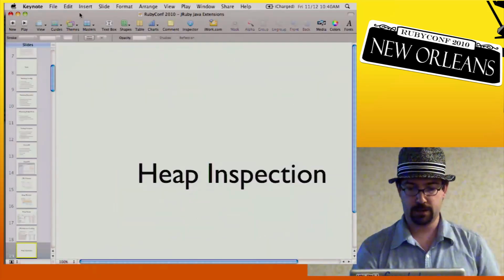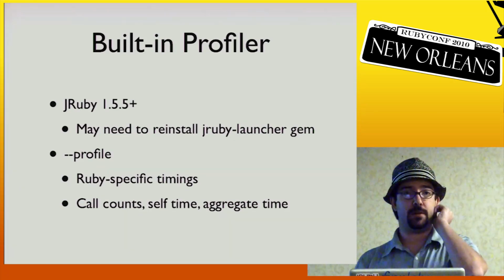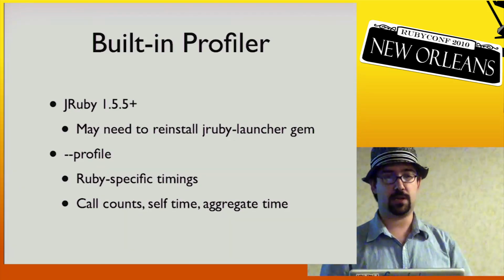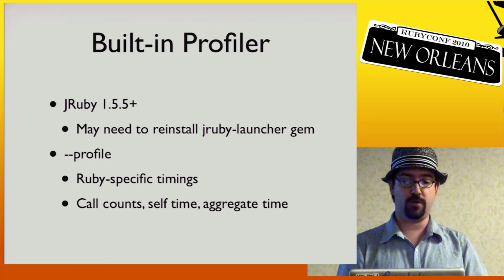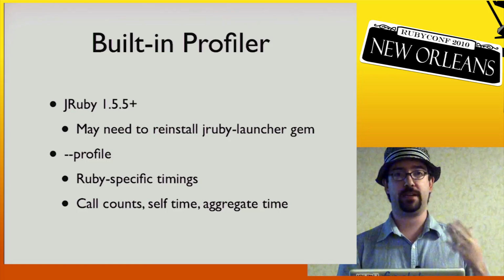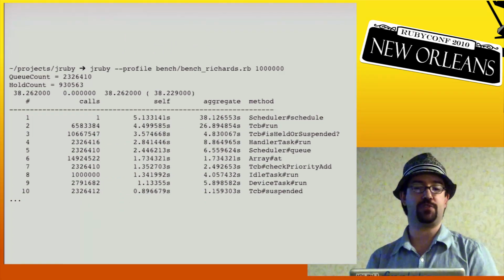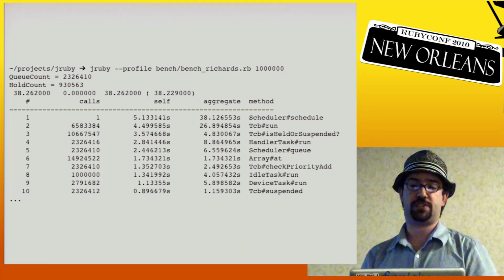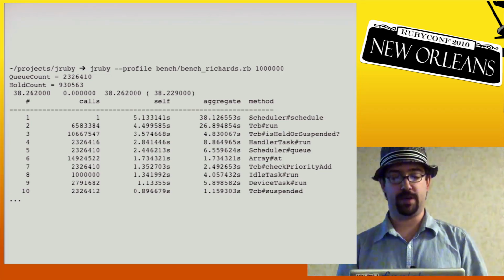Okay, back in here. We also have added a built-in profiler. The Java options sometimes are a little cumbersome to work with, and we know a lot of people who wish to work on a command line. So JRuby 1.5.5 plus also has a --profile flag that is Ruby specific. So you get some output like this. Here's running the Richards benchmark, and you can see the schedule method is up on top, taking up the most time, and then it goes on down from there with the other Ruby methods.